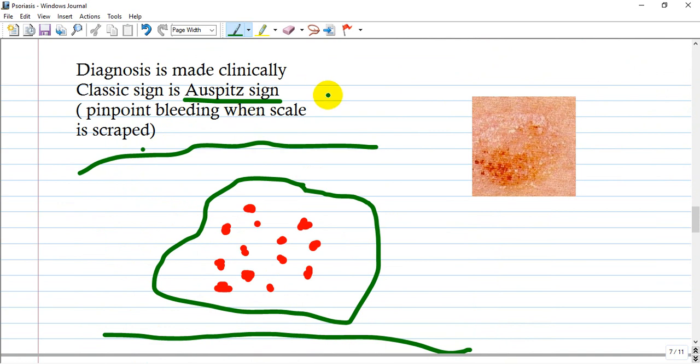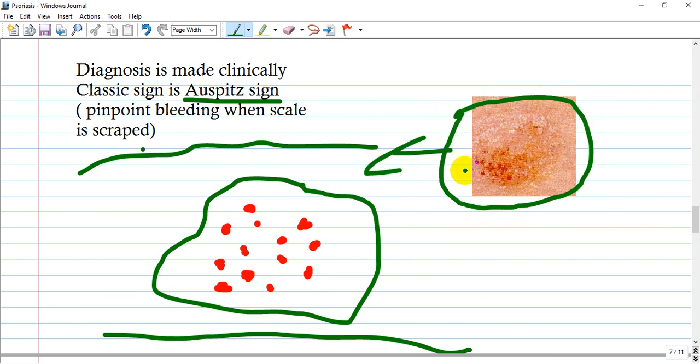Diagnosis is made clinically mostly. You see these patches, you see a patient itching of that part, and respective risk factors. It is called the Auspitz sign, a pinpoint bleeding when scale is scraped. If this part was covered by some plaques, and we remove these plaques, you will see a pinpoint hemorrhage or bleeding.